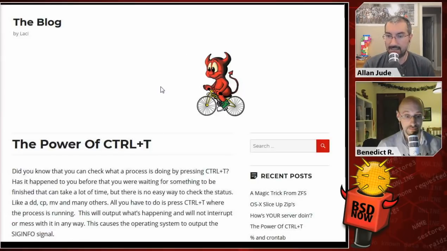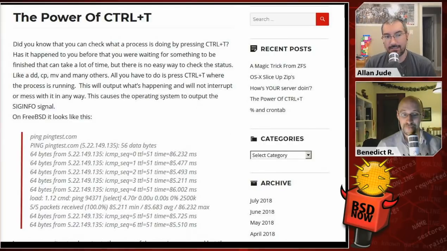And lastly, for the roundup, we have a blog post here about the power of Ctrl+T. Did you know that you can check what a process is doing on FreeBSD by pressing Ctrl+T? Has it happened to you before that you're waiting for something to be finished and it's taking a lot of time and you wonder why, but there's no easy way to check the status, like dd or cp or mv or many of the others? Well, all you have to do is press Ctrl+T when the process is running. This will output what's happening and will not interrupt or mess it up in any way.